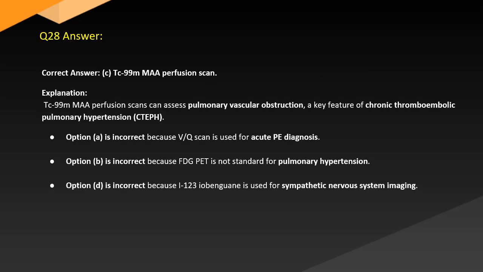Answer. Correct answer C. Tc99m MAA perfusion scan. Explanation. Tc99m MAA perfusion scans can assess pulmonary vascular obstruction, a key feature of chronic thromboembolic pulmonary hypertension (CTEPH). Option A is incorrect because V/Q scan is used for acute PE diagnosis. Option B is incorrect because FDG PET is not standard for pulmonary hypertension. Option D is incorrect because I123 iobenguane is used for sympathetic nervous system imaging.